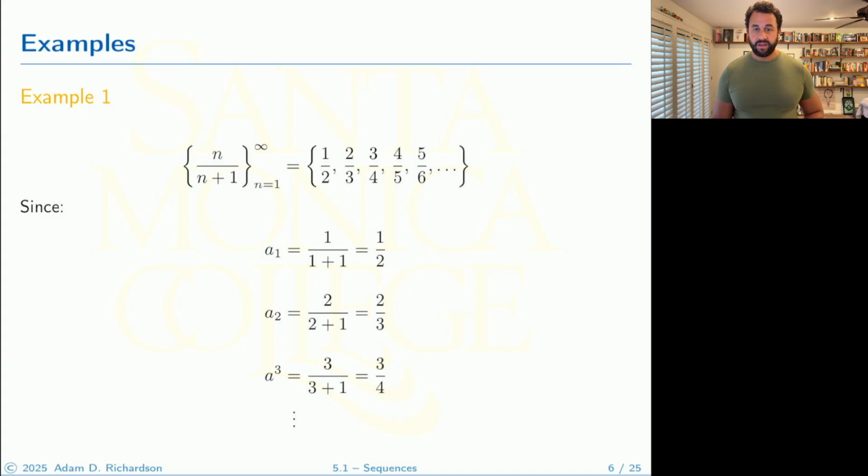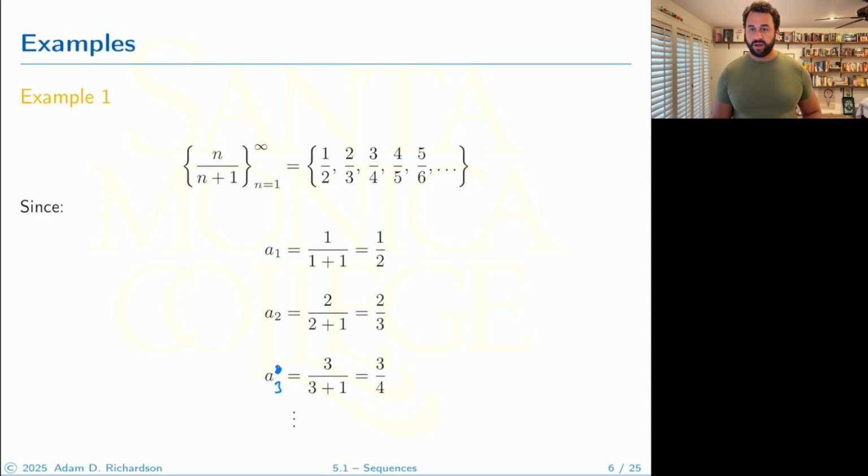There it is. Next step, when n is 2. So now when n is 2, you take n and you replace it with a 2. And then you're left with 2 over 2 plus 1, which simplifies to 2/3. And then you keep going. A sub, oop, that should be a subscript, not a superscript. Let me fix that real quick. There we go. When n is 3, you get 3 over 4, and so on, and you can keep going.